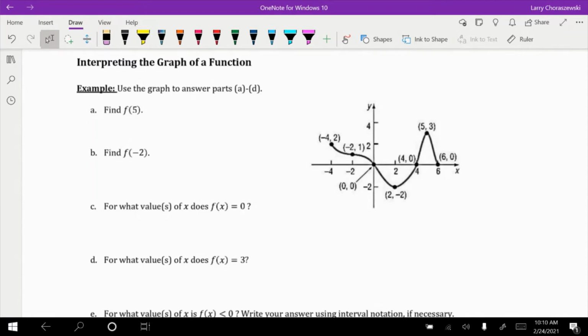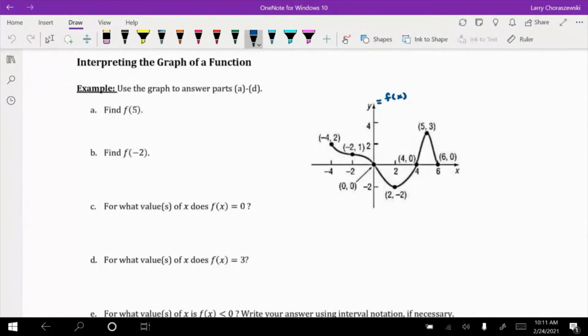One thing that I want to do on this graph before we get started is indicate that the y-axis can also be labeled as the f of x axis. In other words, any y value on this graph is f of some particular x value.